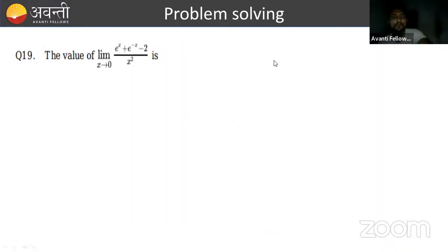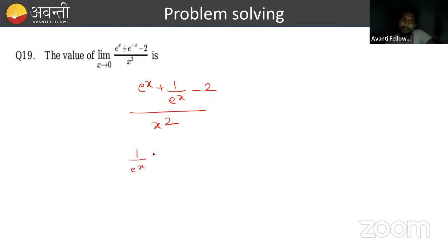Okay, we have 2 more questions. We can solve this question also. This is a very easy one, like this: e to the power x, 1 by e to the power x minus 2, divided by x square. We can do that. Okay, and we have one more thing. If I take 1 by e to the power x outside, it will become e to the power 2x plus 1 minus 2 e to the power x divided by x square, right?